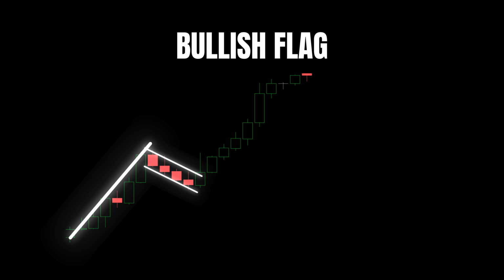That swift move to the upside gives us the flag pole. Then you use trend lines connecting the highs of the consolidating candles and the lows of the consolidating candles. That's what gives us the flag. This is obviously a bullish momentum candlestick formation that traders use every day to trade momentum to the upside.